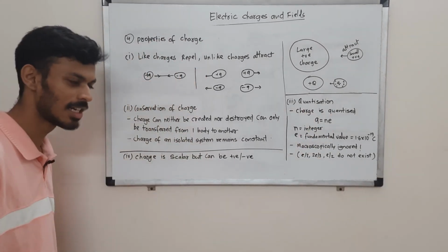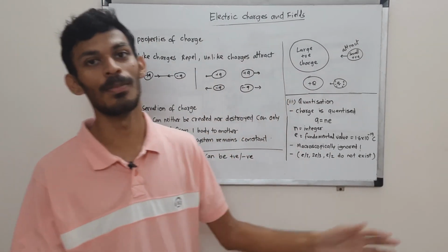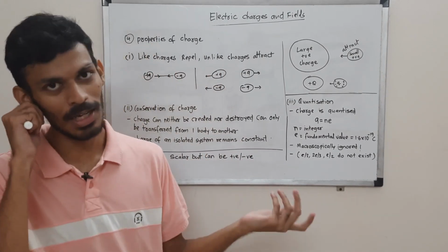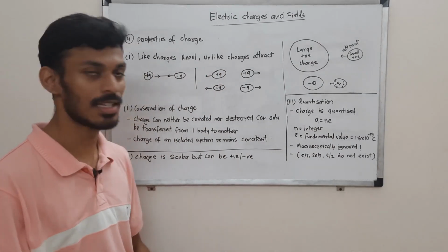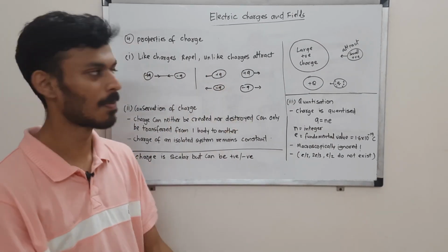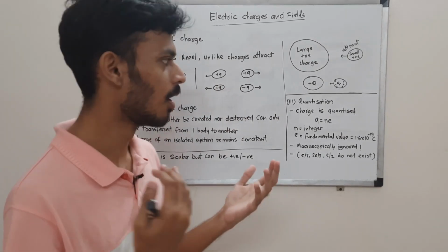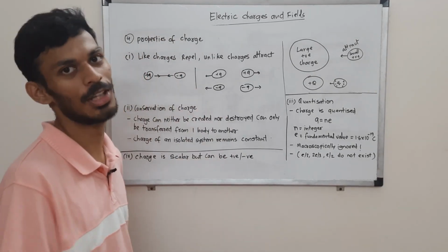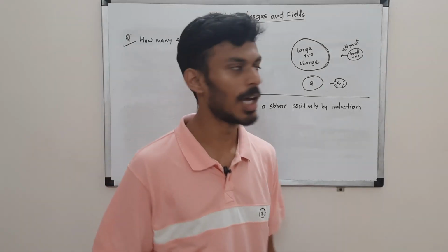And finally, charge is a scalar, but it can be positive or negative. Being positive or negative does not make it a vector. It does not show any direction, so it's just a property. It can be positive or negative; those are two types of charges. It's a scalar quantity, it has only magnitude. So those are the few properties of charge. Let's go to two more problems which will enhance our understanding of this topic. Let's come to these two numericals now.